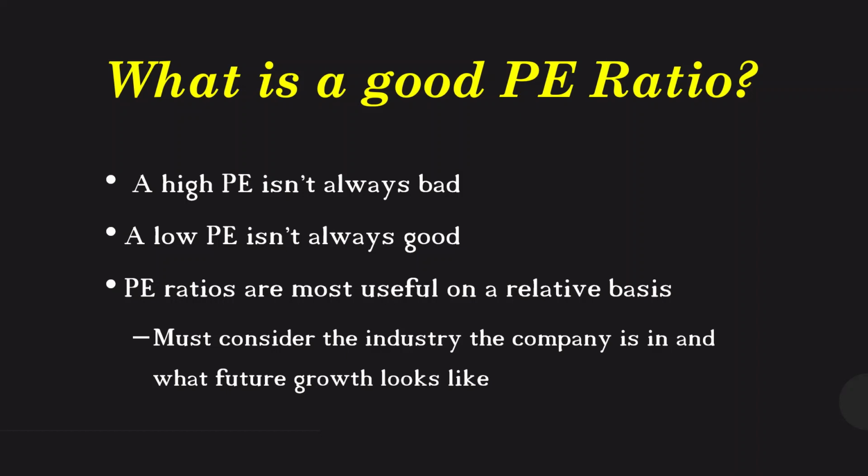A company may have a high PE because it is showing very strong growth and has high future projected EPS numbers. And a company at a low PE may be at a low PE for a reason. It may be performing very poorly or in a dying industry, so don't just go and buy a company because its PE is really low.